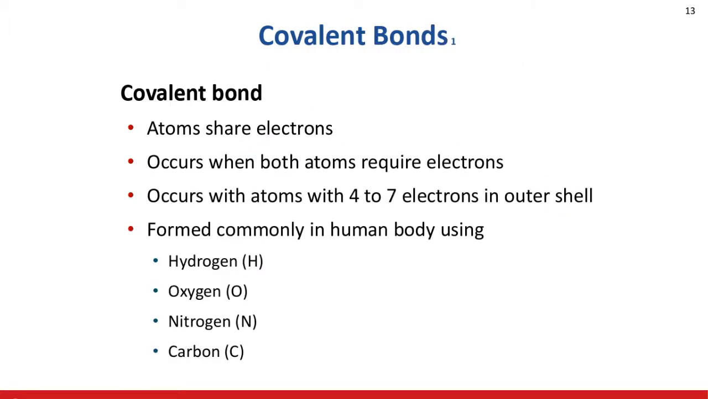Okay, so again, to reiterate, covalent bonds are shared electrons. We're going to see this when both of the elements involved want or require electrons. You usually see this when you have 4 to 7 electrons in the valence shell, the outer shell. So guess what? We see this quite a bit in these very popular elements in the human body: hydrogen, oxygen, nitrogen, and carbon. The majority, over 50% of your body, is made up of water, H2O. So a lot of the bonds in your body are going to be covalent bonds.